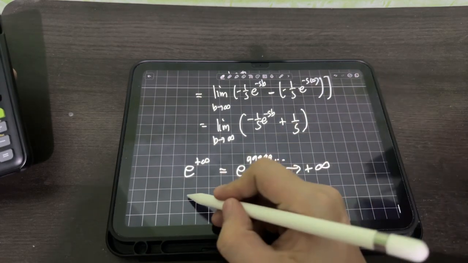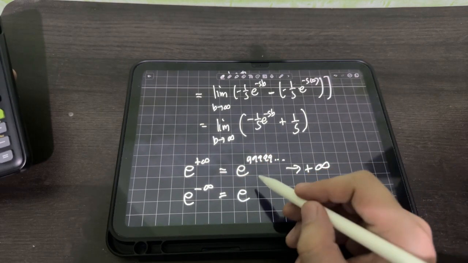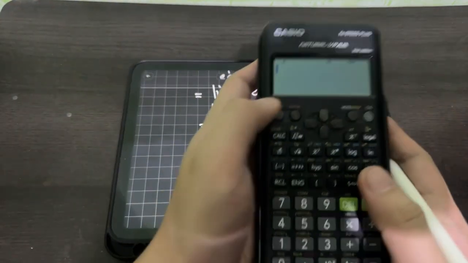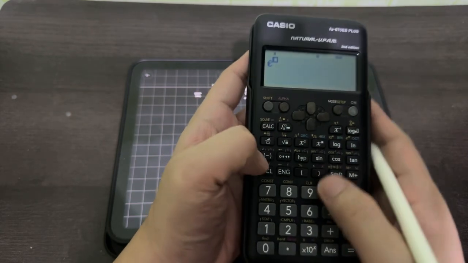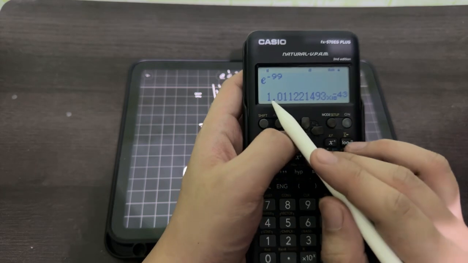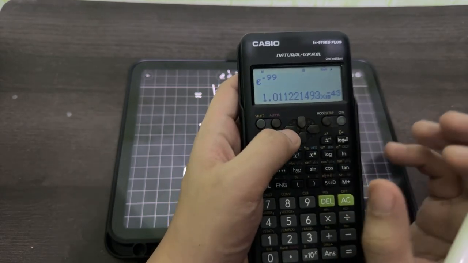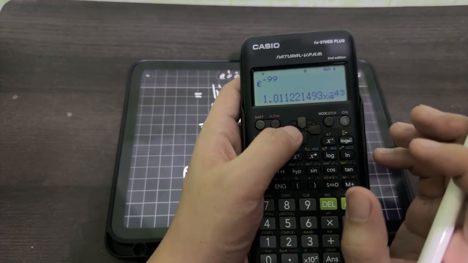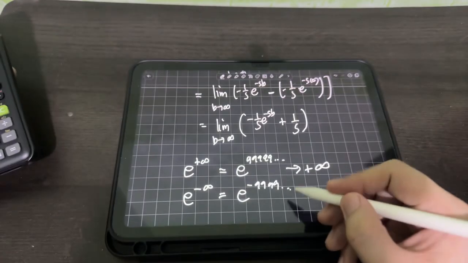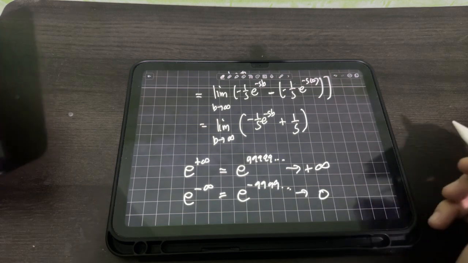So when you raise e to positive infinity or any large number, it approaches infinity as well. How about if you raise e to negative infinity? Meaning, say, e raised to negative 999 and so on. Let's try e raised to only negative 99. This time, 1.01 times 10 to the negative 43, meaning it becomes smaller and smaller, or it approaches 0. So when you raise e to the negative infinity, it approaches 0.